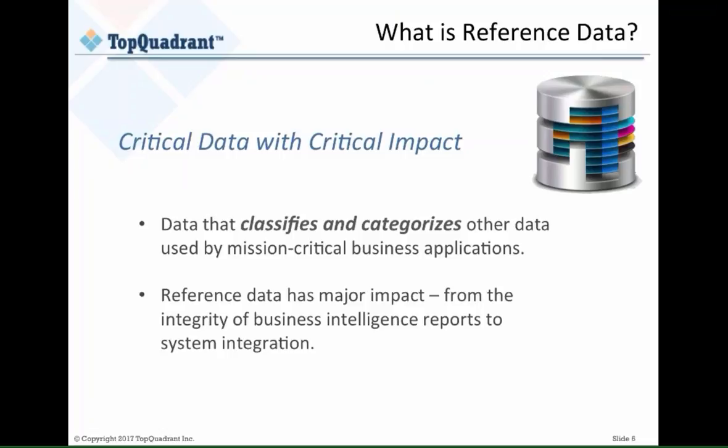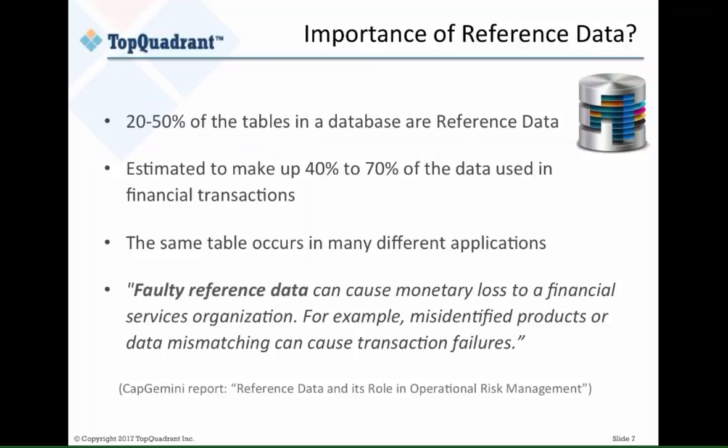So what is reference data? Reference data is critical data with critical impact, and it's found associated with various kinds of data throughout the enterprise. For example, it could be business intelligence, operations, product and customer data. Mission-critical applications use reference data specifically to classify and categorize other data. As a result, reference data has a major impact on everything from the integrity of business intelligence reports to the success or failure of system integration efforts. And its impact is even greater because it's so pervasive.